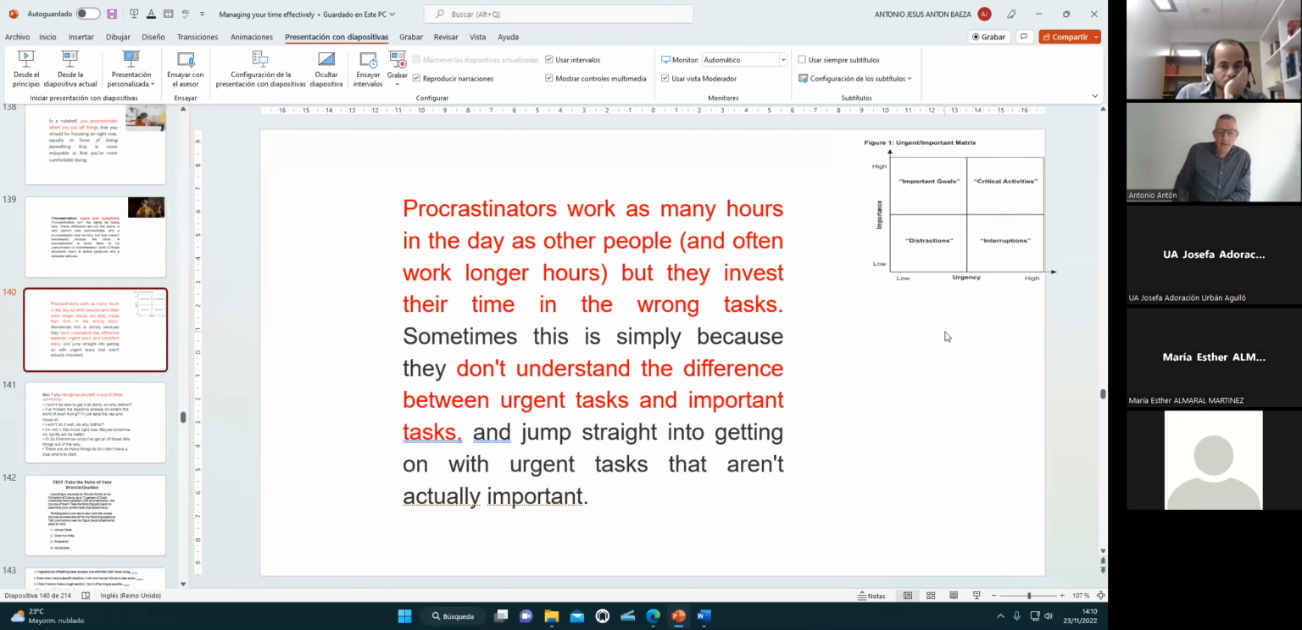Why is it? Well, they don't understand the difference between urgent tasks and important tasks. Everything for them is the same. And when they don't feel that motivated, they start putting off and delaying these activities. They put them on the table and say, well, I will start tomorrow, or next week, or after summer, after Christmas, after the next year. They postpone these activities.